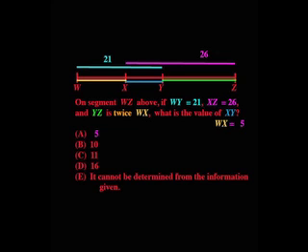Boy, doesn't that answer A, 5, look really inviting? Do you want to pick it? But we've only found WX, and WX is part of WY, which is equal to 21, so that would mean that XY would have to equal 16.